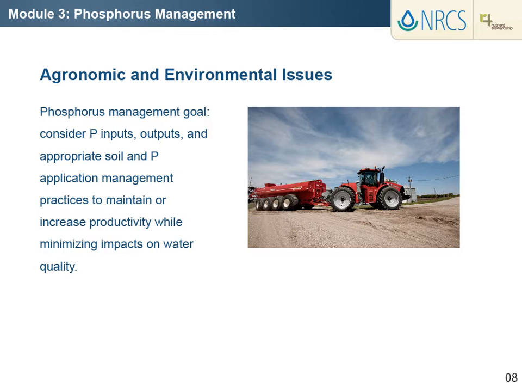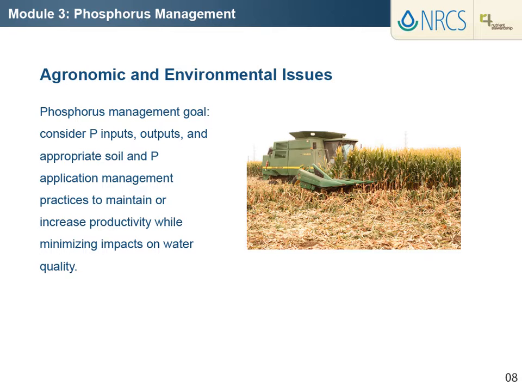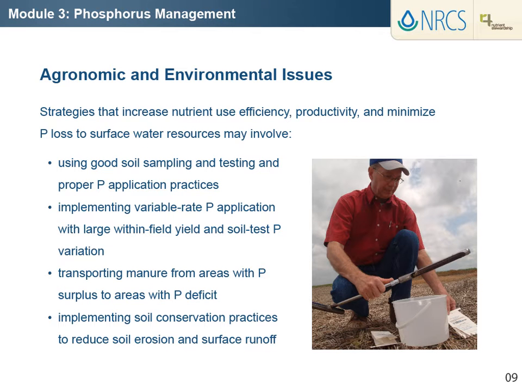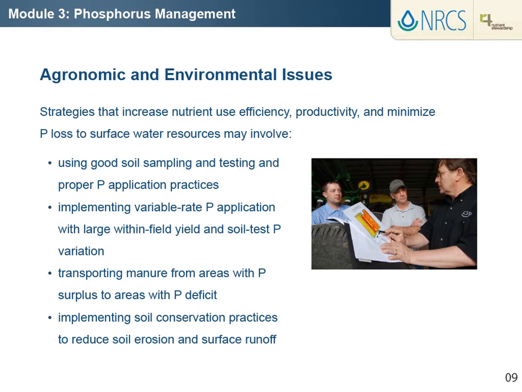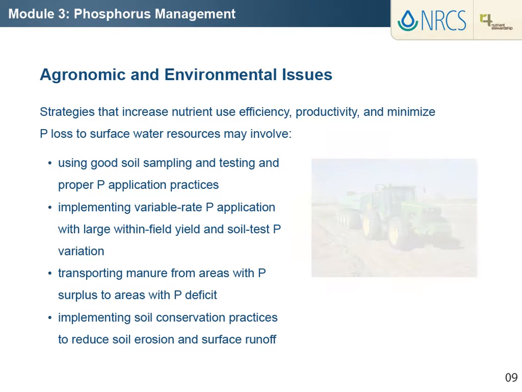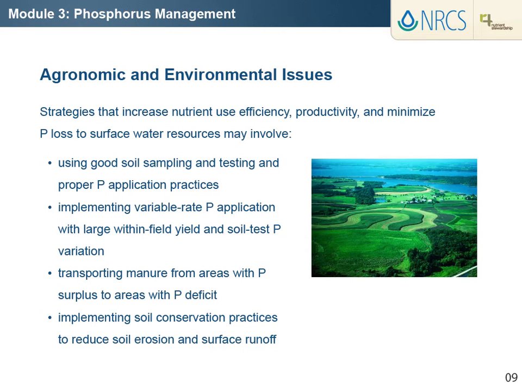The overall objective of phosphorus management is to balance phosphorus inputs and outputs, supply needed phosphorus to maintain soil fertility, and maintain or increase crop productivity while minimizing impacts on water quality. Application decisions should consider both crop need and risk factors associated with nutrient loss. Some strategies to increase phosphorus crop use efficiency include the use of appropriate soil sampling and testing, the use of locally developed recommendations to define phosphorus application rates, adoption of variable rate application, transport of manure from areas with excess phosphorus to areas needing phosphorus, and the implementation of soil conservation practices to reduce soil erosion and surface runoff.